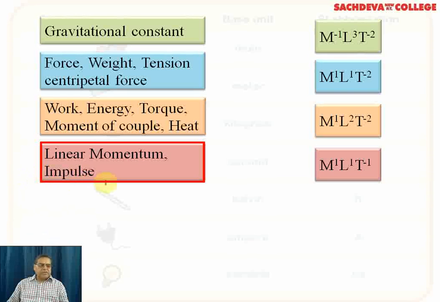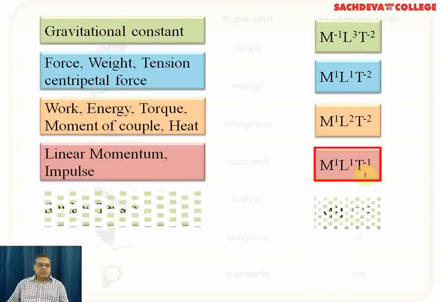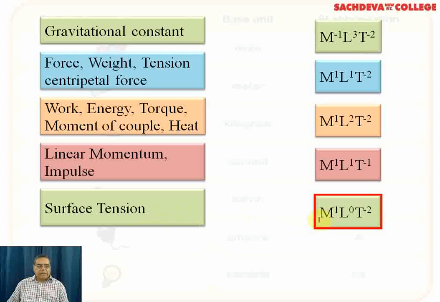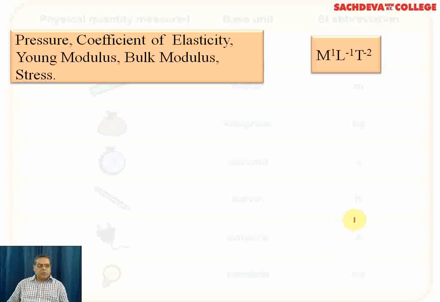So impulse is a short duration force. So we put the dimensions of force and time, and the net dimension is again the same, that is M^1 L^1 T^-1. Next dimension is surface tension. Surface tension is defined as force operating per unit length. So we put the dimension of force in the numerator and divide it by length, L. So it will become M^1 L^0 T^-2.